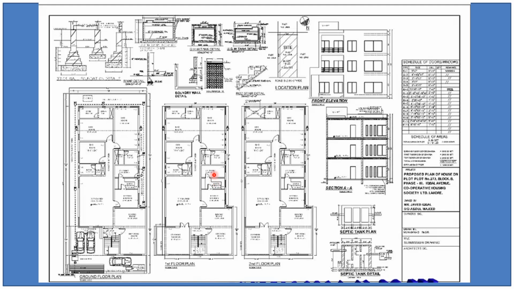Here is another submission drawing, with a ground floor plan, first floor plan, second floor plan. Here is a section, front elevation, the septic tank if any is present, and the water tank that is present at the top of the building. Here are minor foundation details and stair details. So you have to provide these details in the submission drawing. Here are the details of the doors, windows, etc.